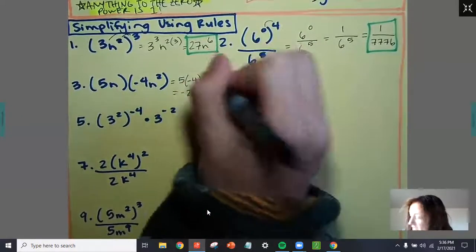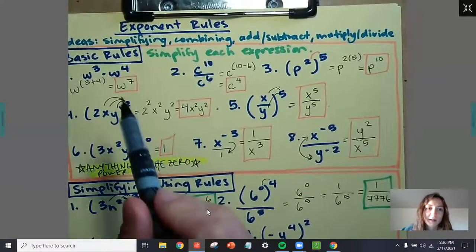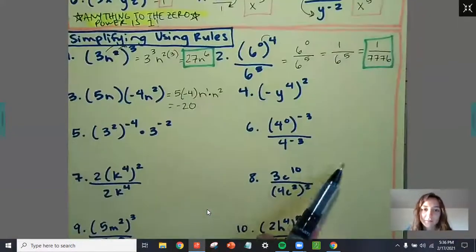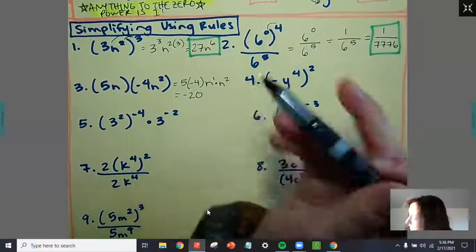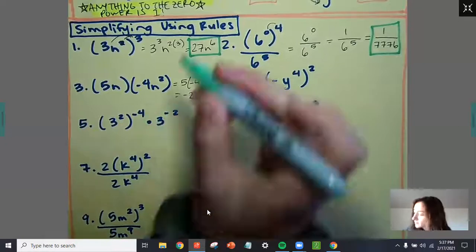And then this is really n to the first times n to the second. So we're going to be using that first rule up there where we're multiplying, so we add their exponents together. So n to the first times n to the second is going to give us n to the third. And that is our answer for this problem.